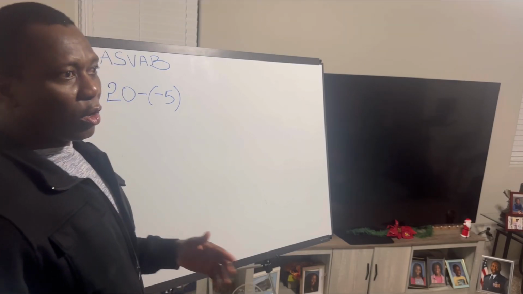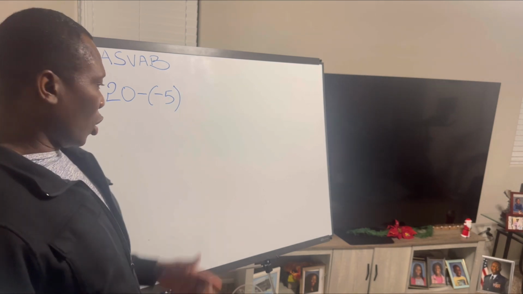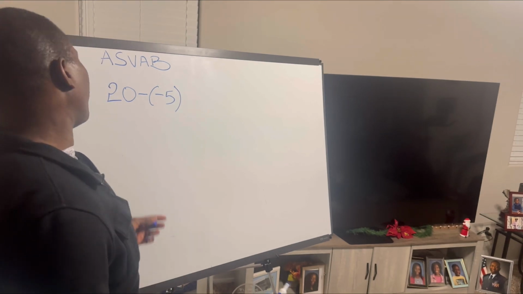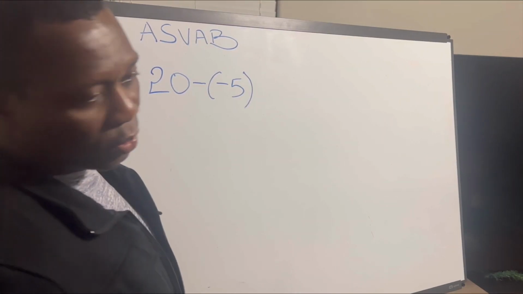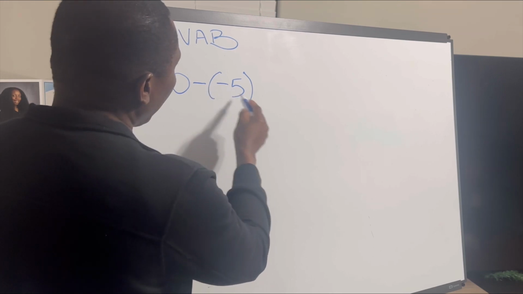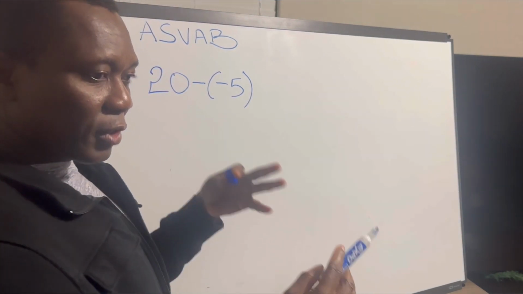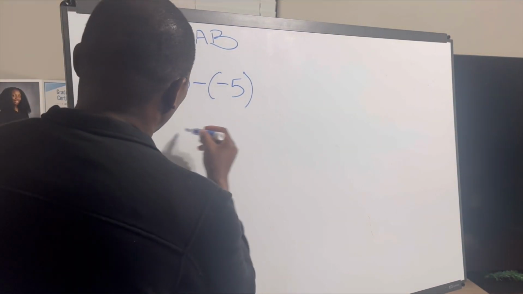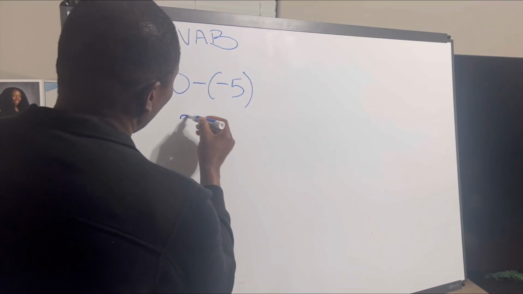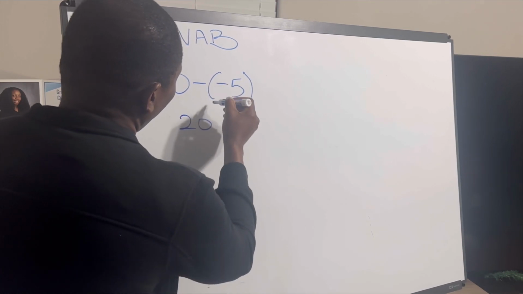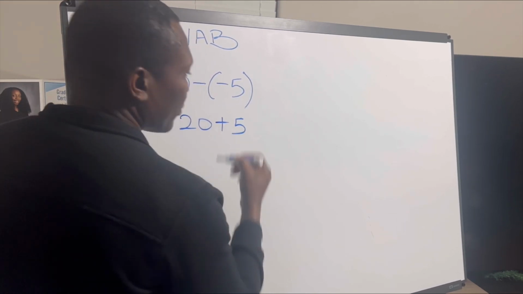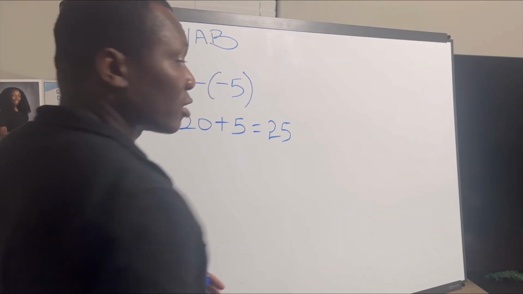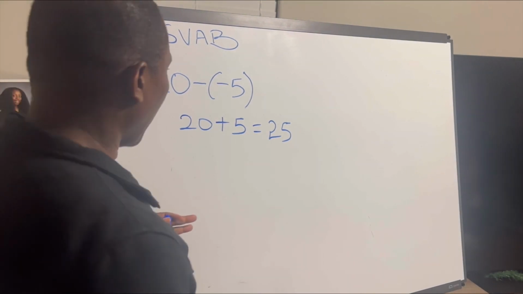All right. The second question of the ASVAB question goes 20 minus negative 5. This one is a very simple one. Anytime you have two negatives beside each other, it turns to a what? Positive. So this number turns into 20 plus 5, which is 25. So the answer for the second question is 25.